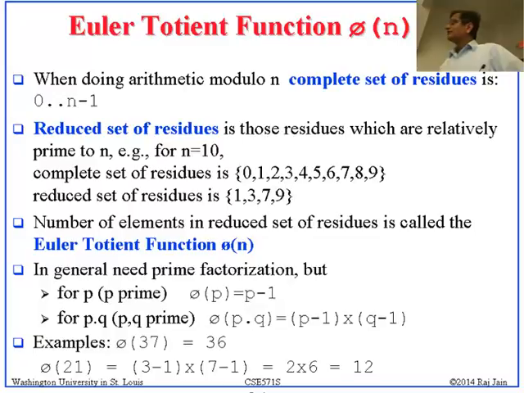Now, this guy figured out that the total number of such numbers is phi n, and it is equal to p minus 1 for prime numbers. And if it is not prime, then it is equal to p minus 1 times q minus 1 times whatever the prime factors are.